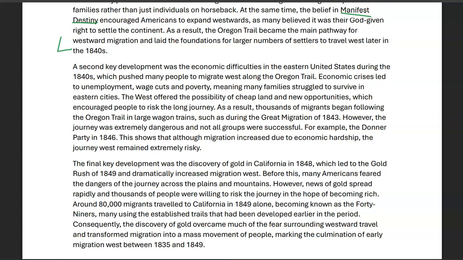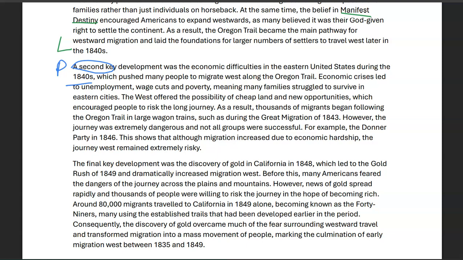Okay, looking at the second one then, and you'll notice that I've put signposts at the start of each paragraph explaining how they're all linking together. So here I'm putting a second key development, and this is my point, was the economic difficulties in the eastern United States during the 1840s. So specific information, which pushed many people to migrate west along the Oregon Trail.